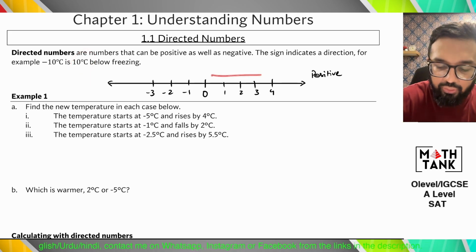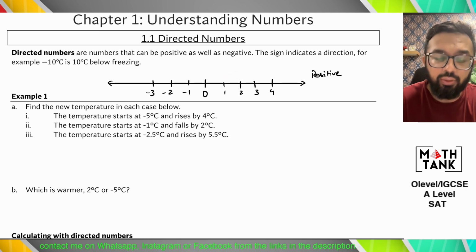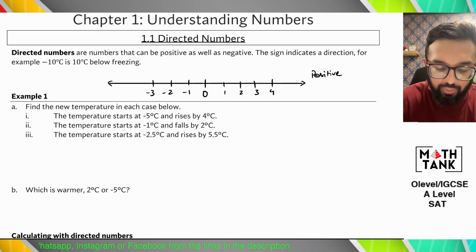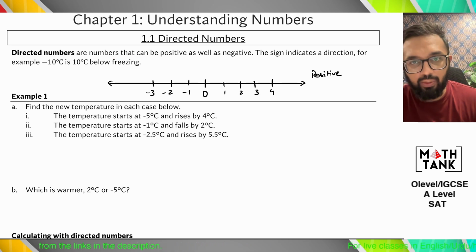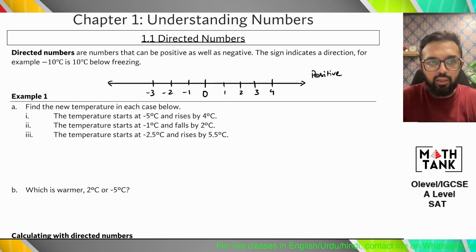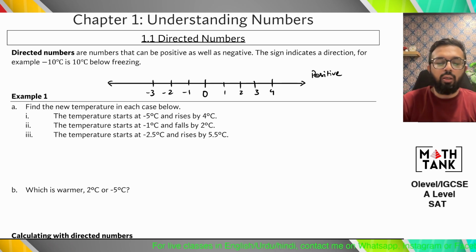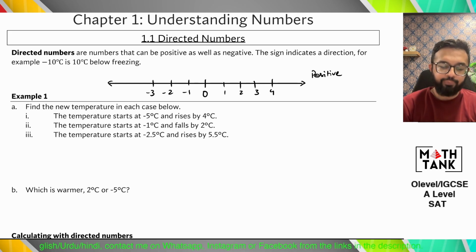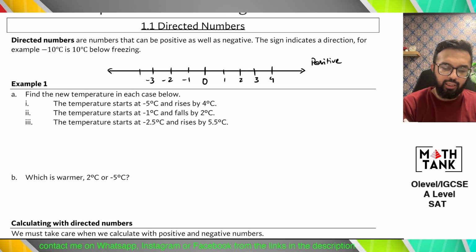Numbers to the right hand side of 0 are positive, and numbers to the left hand side of 0 are negative. Directed numbers are numbers that can be positive as well as negative. The sign indicates a direction. For example, minus 10 is 10 degrees below freezing. Freezing is when you have 0 degrees centigrade. So minus 10 is to the left hand side of 0. So we're going to use this number line and answer this question that I have in front of you.